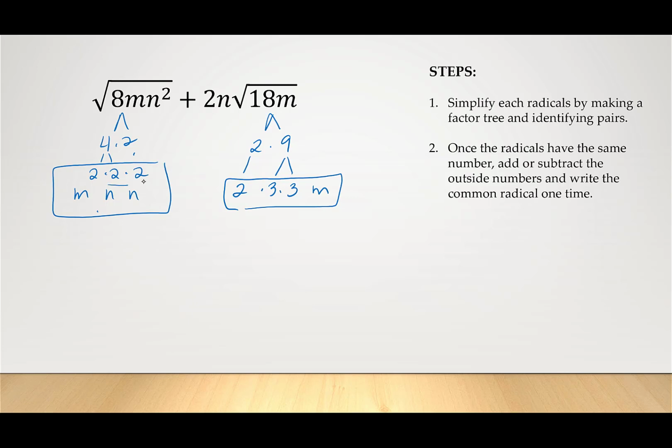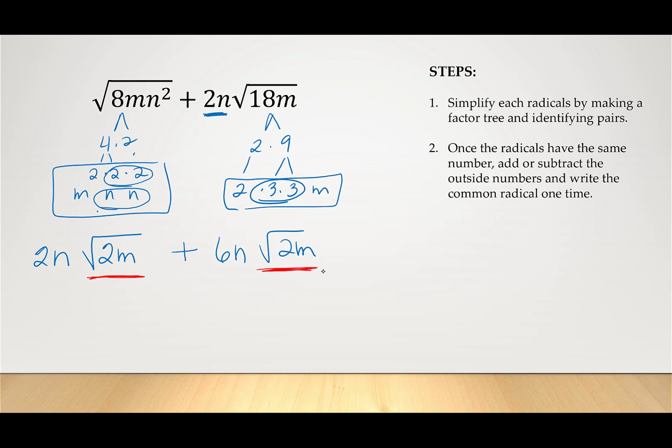This first one has a pair of 2's and a pair of n's, so the inside is going to stay 2m. The outside is going to be 2n. The next one, there is a pair of 3's. Notice that there was already a 2n on the outside, so this is going to be 3 times that 2n, which is 6n, radical 2m. Since both of these radicals are the same, we can combine these two together and then keep the radical. This final answer is 8n times the square root of 2m.